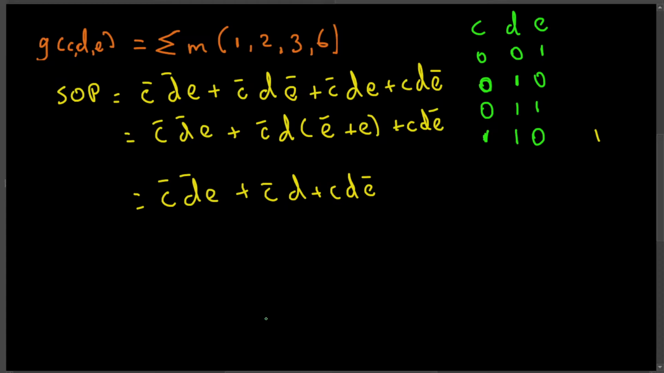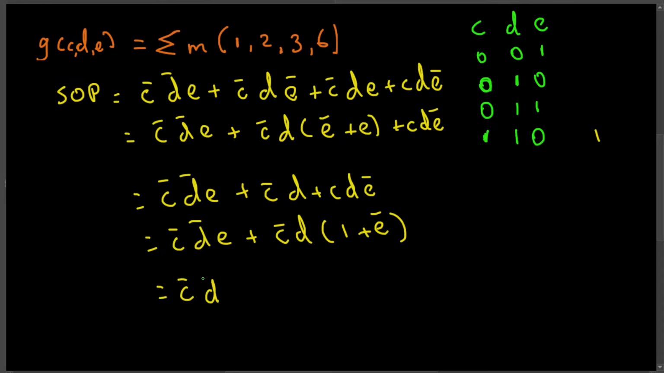You know what? Here I can do one thing. If I take C complement D common here, C complement D complement E, and then here C complement D common, I'm going to get 1 plus E complement, and 1 plus E complement is 1, because if you have an OR gate and you have 1 anywhere, it's going to make the whole thing 1. So this is going to be 1 right here. So we can write 1 instead of 1 plus E complement. So this is going to be C complement D complement E, and then this is C complement D.